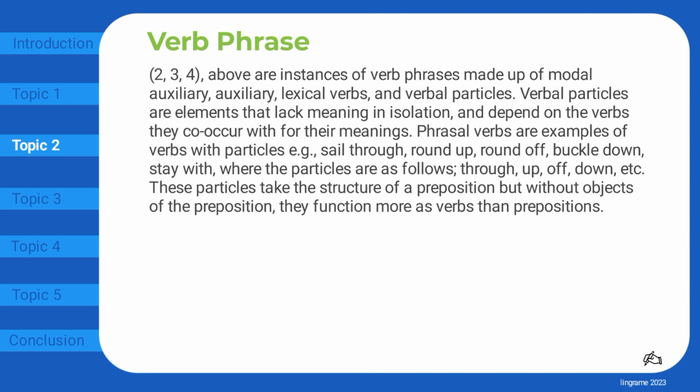Verbal particles are elements that lack meaning in isolation, and depend on the verbs they occur with for their meanings. Phrasal verbs are examples of verbs with particles, for example, sail through, round up, round off, buckle down, stay with, where the particles are as follows: through, up, off, down, etc. These particles take the structure of a preposition but without objects of the preposition. They function more as verbs than prepositions.